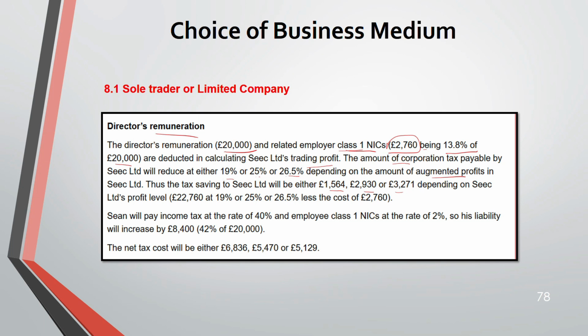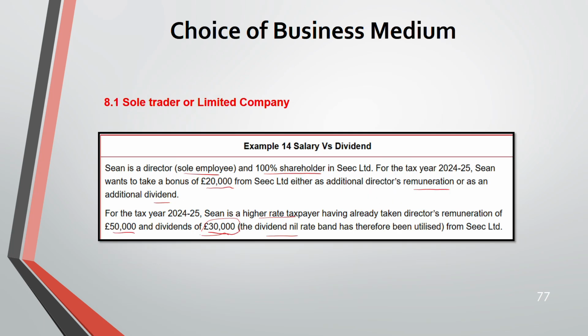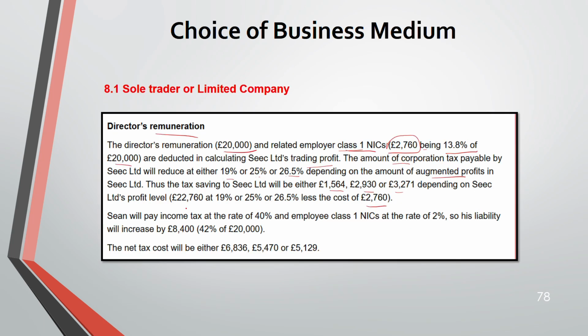Just now the NIC cost was 2,760. This is given here. This cost of 2,760 we will add to the salary. That's how you get 22,760. This could be taxed at 19%, 25% or 26.5%. If calculated, it's 1,564, 2,93, 30 or 3,271. They have already calculated and given these. You can calculate and see whether you get this figure or not.